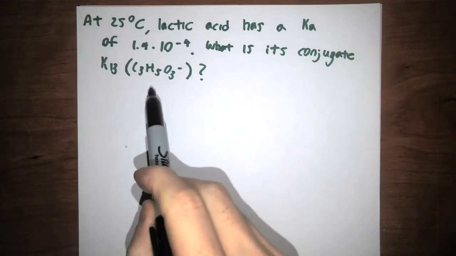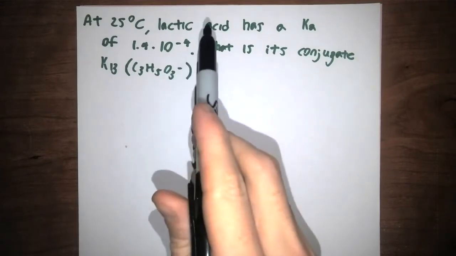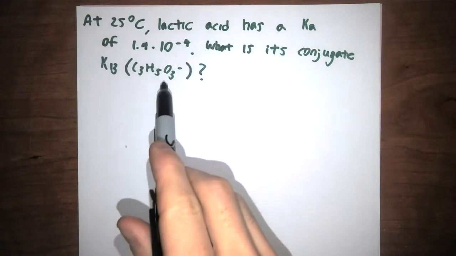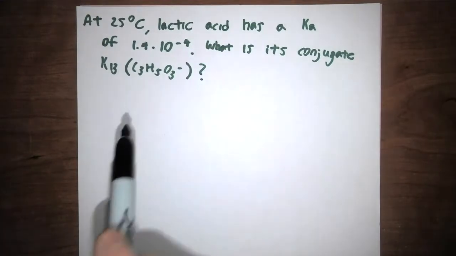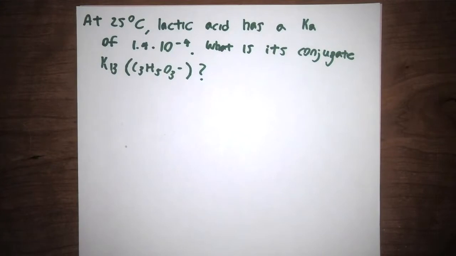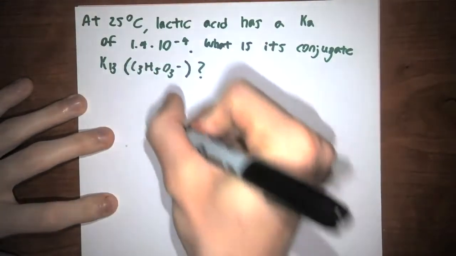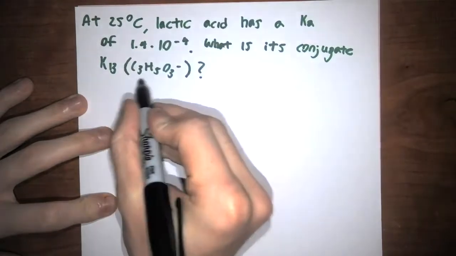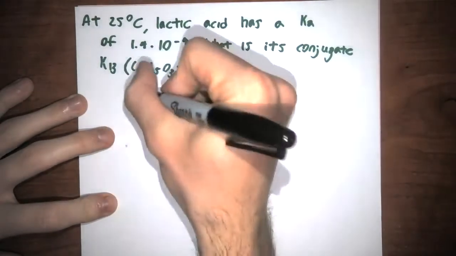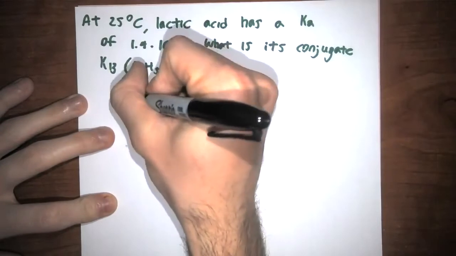So we're given the conjugate. So we know lactic acid has to have the same chemical makeup as this. Let's go ahead and write out some sort of equation, right? We always want to start with some equation. So I'm going to write out lactic acid. And I know it's from this, right? Because this is the conjugate. So if I just add an H, that would make lactic acid.